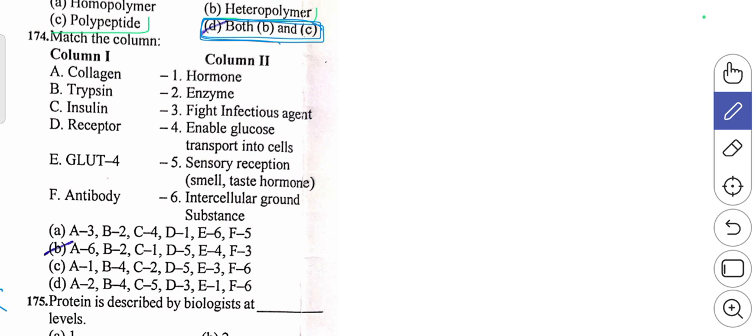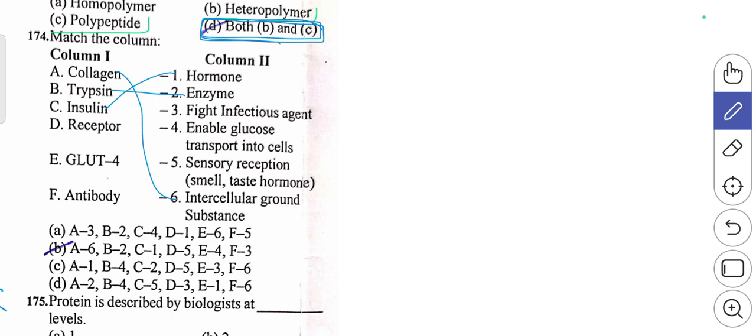So, collagen, what will it do in your body? This collagen is considered as an intercellular ground substance. Trypsin, it is one of the enzymes. Insulin, it is one of the hormones. Collagen, it is an intercellular ground substance. Trypsin, it is an enzyme. Insulin, it is a hormone.